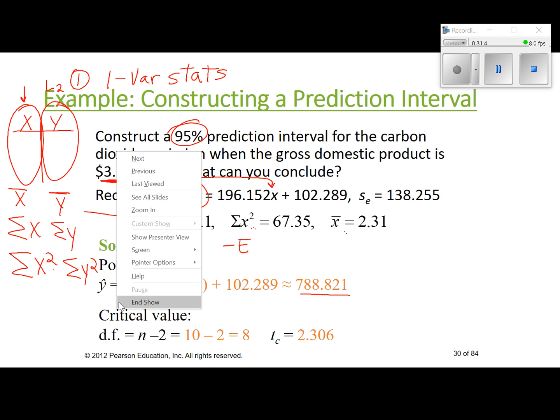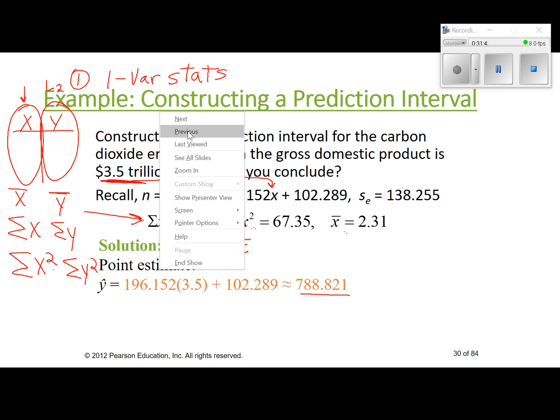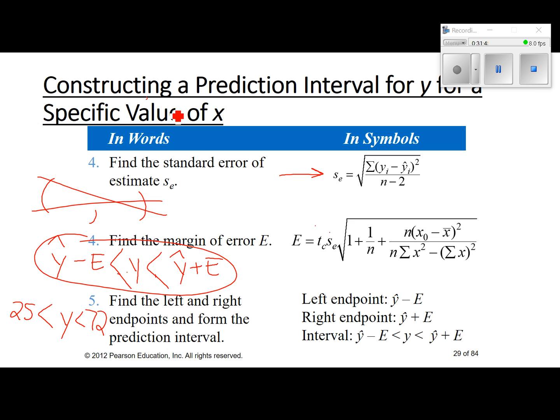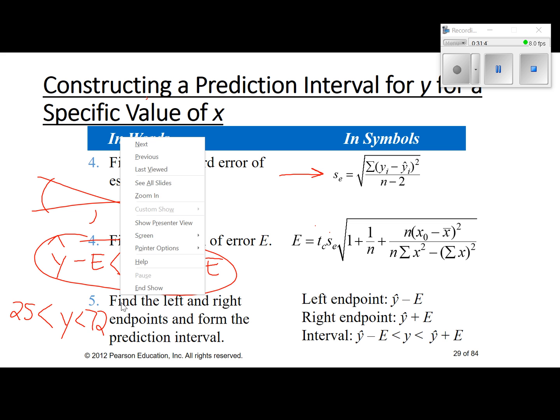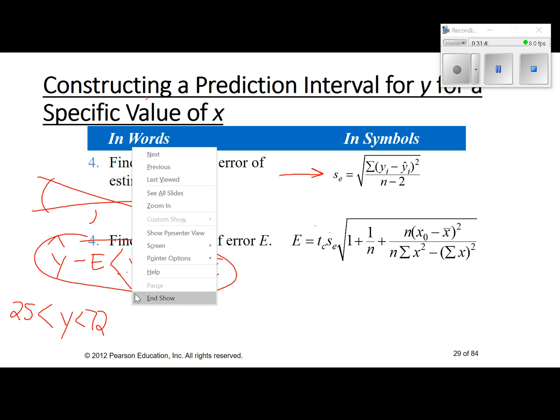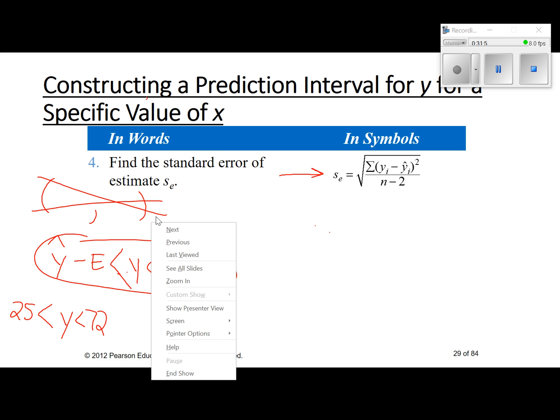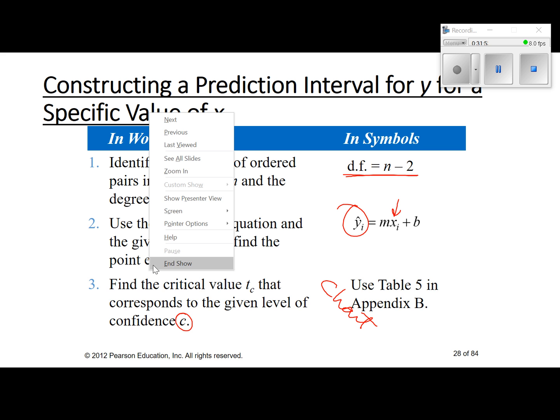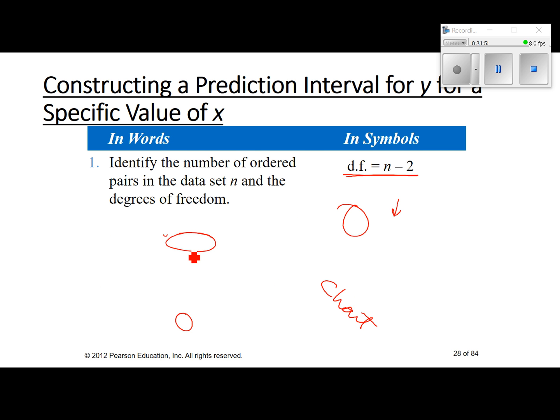So let's go back to the chart and see if we can find this. Just real quickly here, if I can do it. Probably can't. Should have just stopped the video.